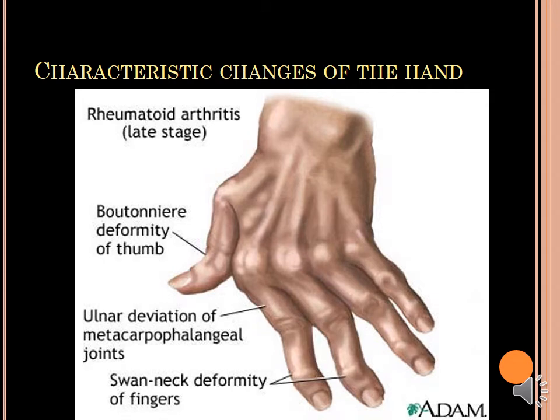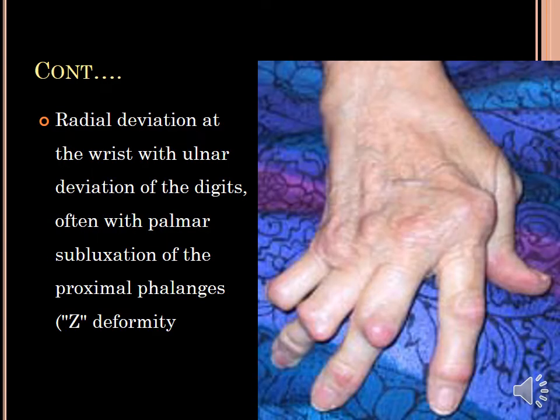Characteristic changes of rheumatoid arthritis, late stage: boutonniere deformity, ulnar deviation, swan neck deformity. So radial deviation at the wrist with ulnar deviation of the digits, again with palmar subluxation of the proximal phalanges. At a very late stage, when all the joints are destroyed, it is also called arthritis mutilans, in which the whole joint loses its integrity and you cannot exactly designate any deformity to the joint. So we call it arthritis mutilans, which means the joint is almost completely destroyed, and we have to replace that joint if it's possible.